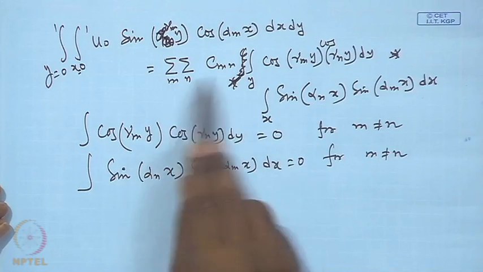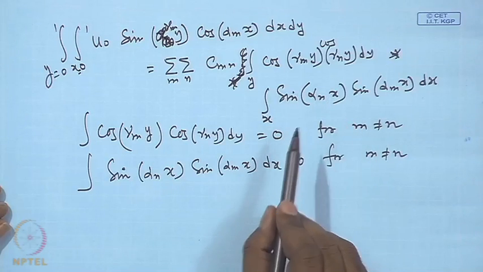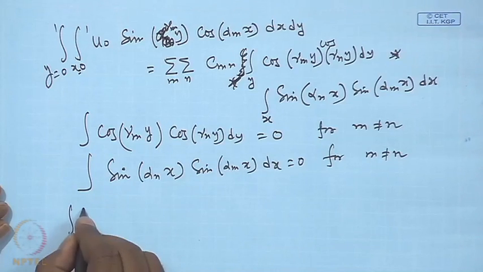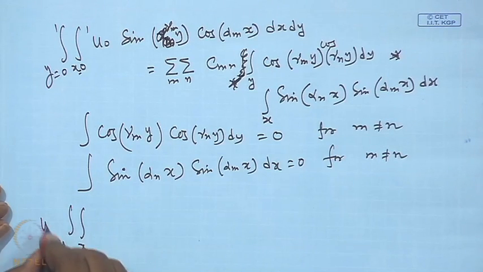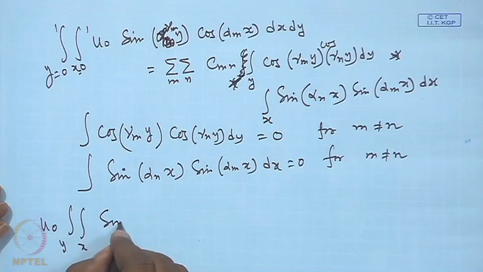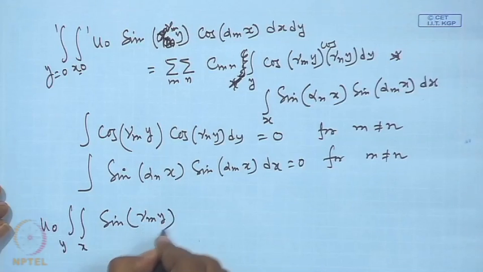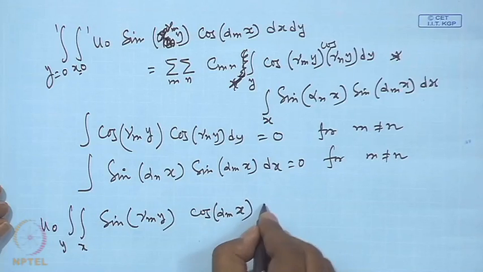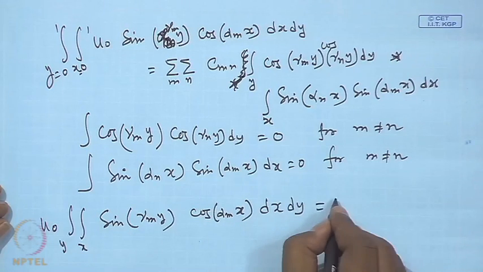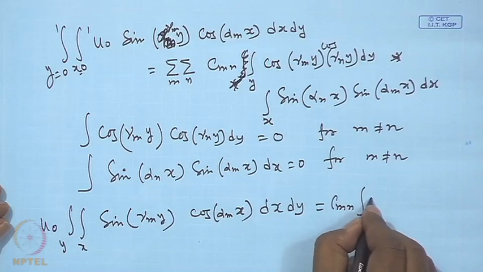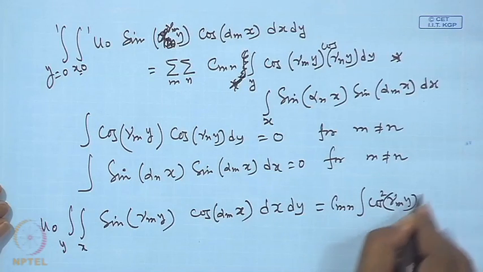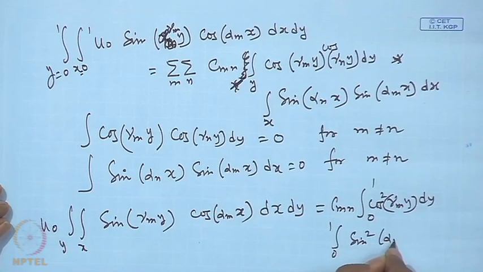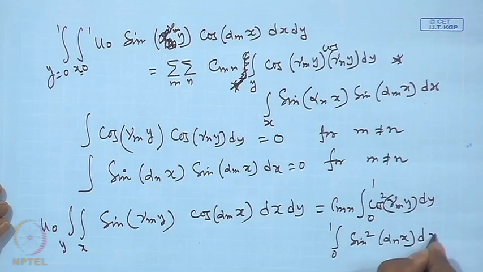So if you open up this summation series, all the terms will vanish and only one term will remain, when m is equal to n. So what we will be getting is the integral over y and integral over x, with u 0 taken out because that is a constant, of sin nu m y and cosine alpha m x dx dy, is equal to C m n times the integral of cos square nu m y dy from 0 to 1 and the integral of sin square alpha n x dx.